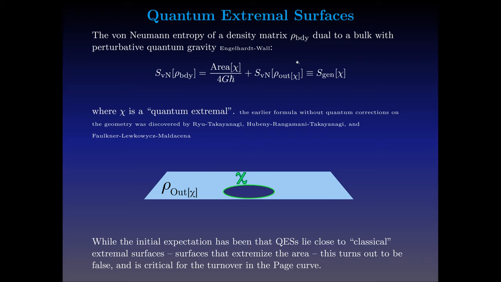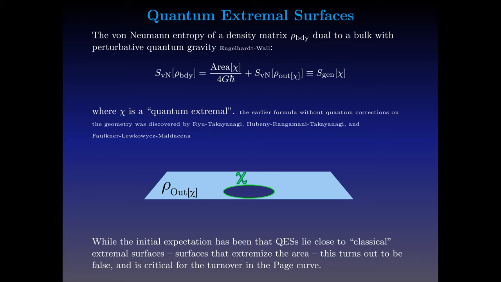Now, of course, chi is not just any surface. It's what we call the quantum extremal surface, which is to say that if you consider small perturbations of the location of chi, then the generalized entropy of chi does not change to leading order in those perturbations. So we call this quantum extremal because it's a local extremum of the generalized entropy.